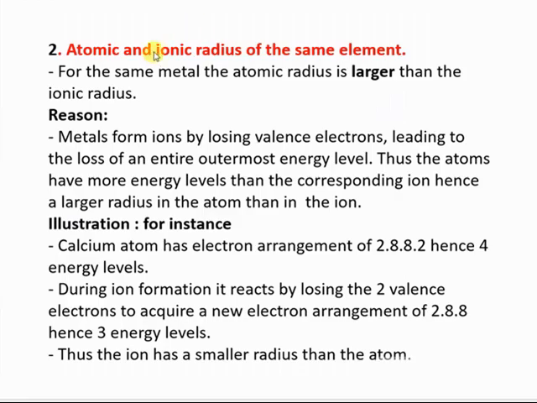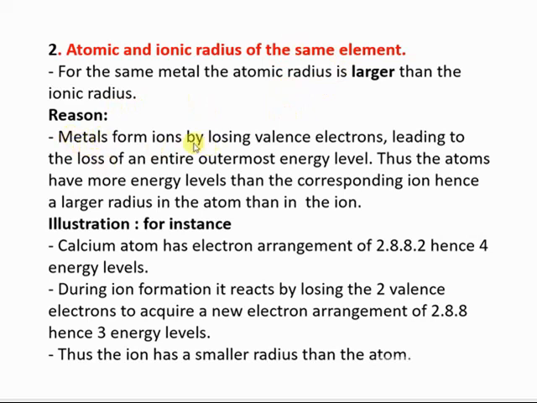Atomic radius and ionic radius of the same element. Here we are talking about the atomic radius of sodium and the ionic radius of sodium. For the same metal, the atomic radius is larger than the ionic radius. That is very correct. We can also state that for the same metal, the ionic radius is smaller than the atomic radius. Why is that the case?